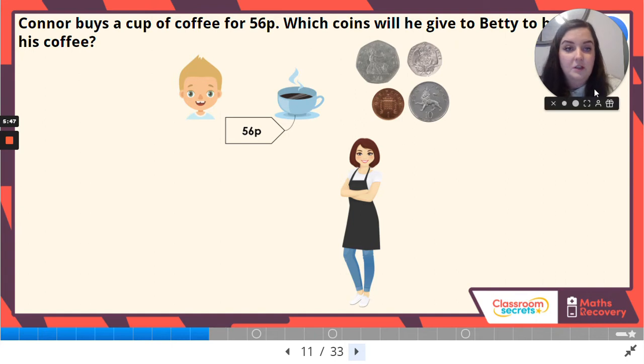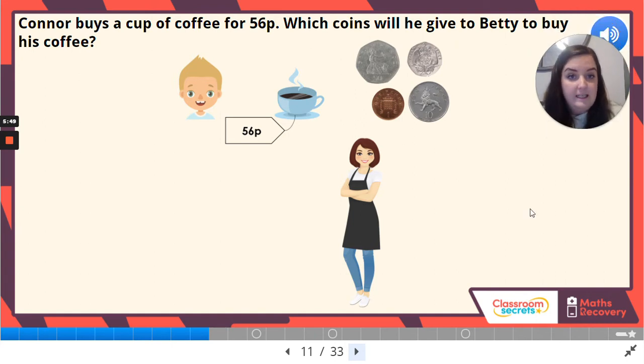Connor buys a cup of coffee for 56p. Which coins will he give to Betty to buy his coffee? Right, have a look. Maybe pause the video so you can see the coins. Think about which coins would be the best coins to give her. There is a 50p, a 20p, a 1p and a 10p.